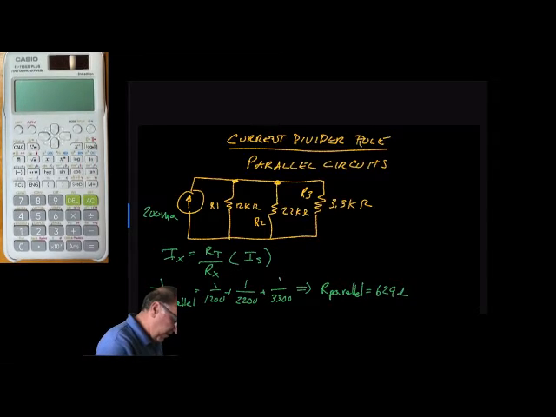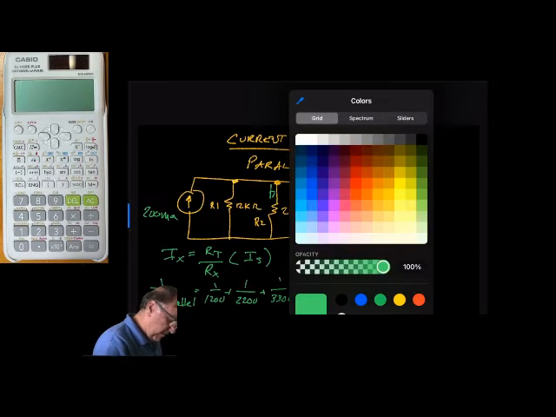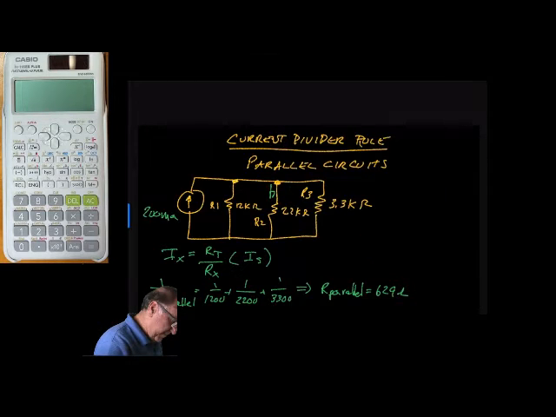So we want to find the current through R2. So I R2 equals 629 ohms divided by 2200 times 0.02, and that equals 57 milliamps.